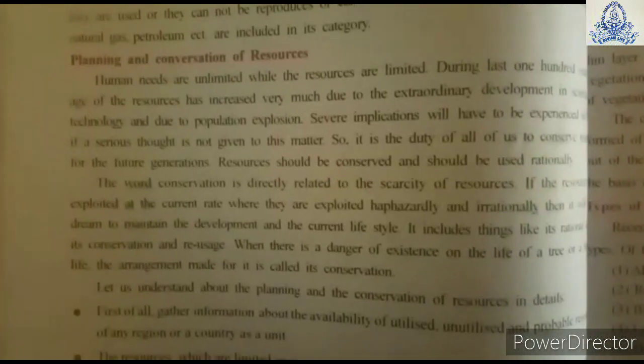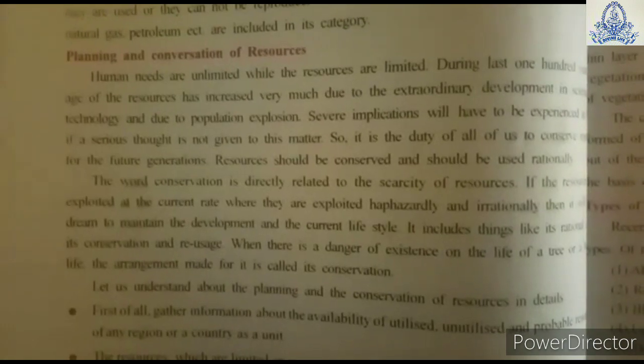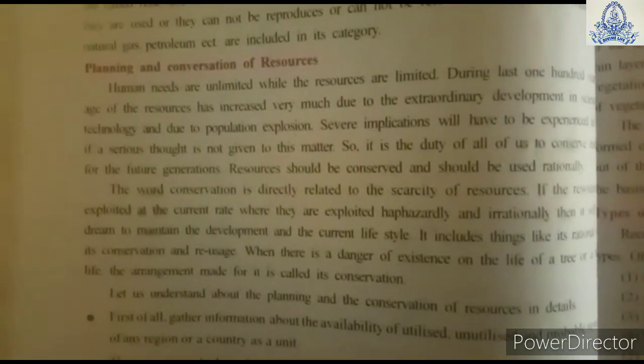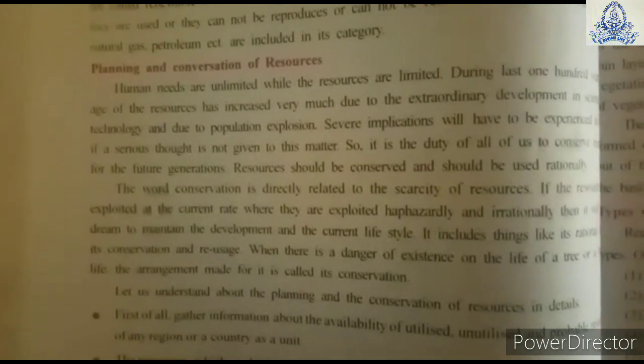Now the next topic is planning and conservation of resources. You must be knowing now what resources are. Now how to plan, how to conserve our resources.